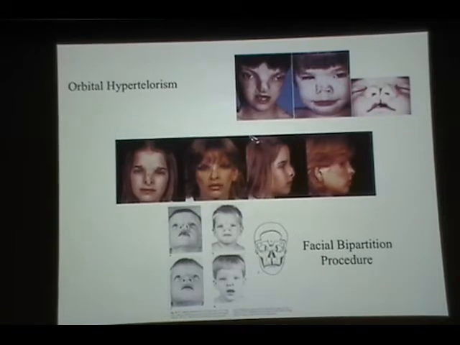Other things that can go wrong, orbital hypertelorism. Remember I said the eyes start out laterally and they move toward the midline. Sometimes they don't move all the way in, so you have a large space in between here. This is caused by too much frontonasal prominence, too much tissue coming down and keeping these eye fields separated too far. These individuals, this can be corrected somewhat.